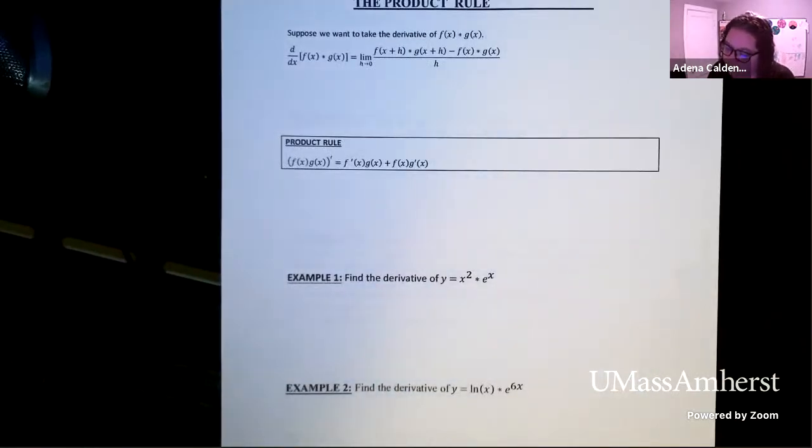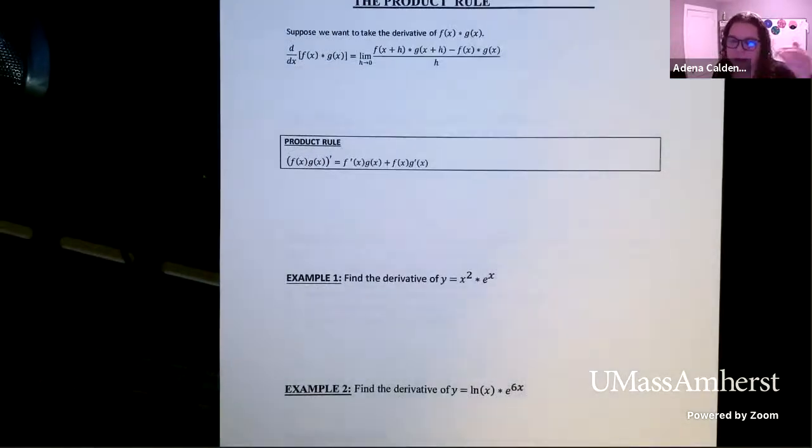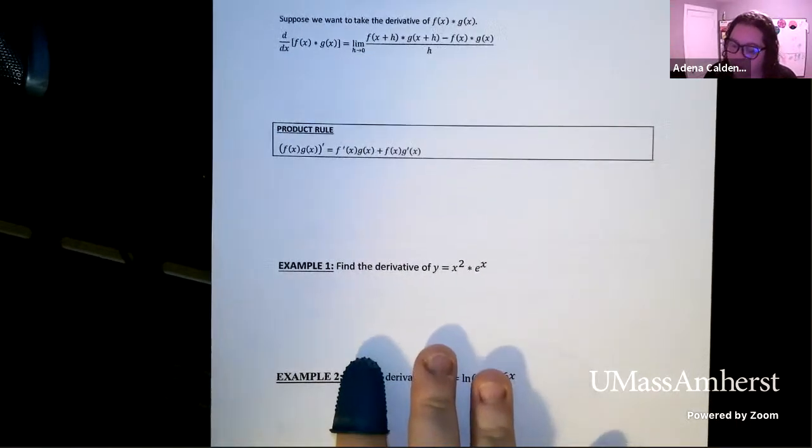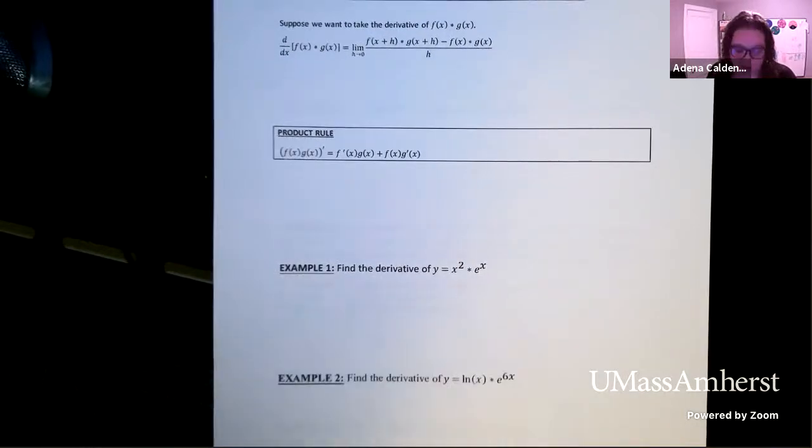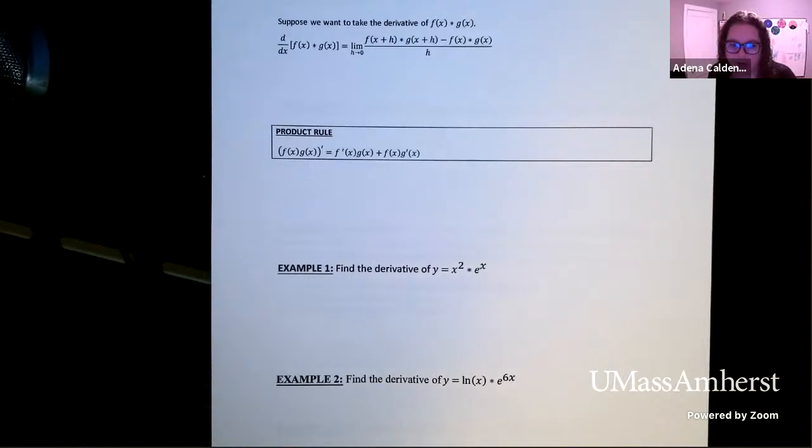So what does that mean in general? It means we need to identify that we have two functions multiplied together. We're going to call one of them f and one of them g. We're going to find each of their respective derivatives, and then we're going to plug it back together in this formula, okay? So let's do an example together so we can see what this looks like and how we might put this into practice. We're going to look at this example here. Find the derivative of x squared times e to the x.